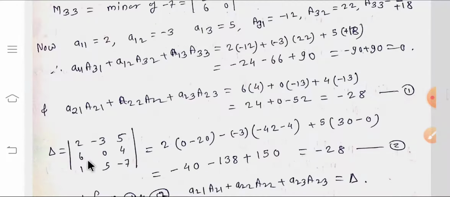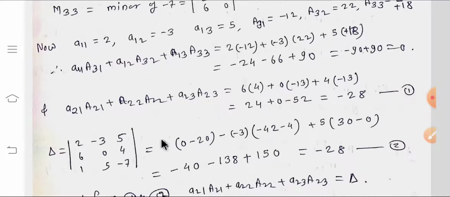Next we prove that the sum of the elements of a row with respect to the cofactors of the same row equals the determinant. Here a21 capital A21 plus a22 capital A22 plus a23 capital A23 is 6 into capital A21, which is 4, plus 0 into capital A22, which is minus 13, plus 4 into capital A23, which is minus 13. Therefore that is 24 minus 52, which is minus 28.